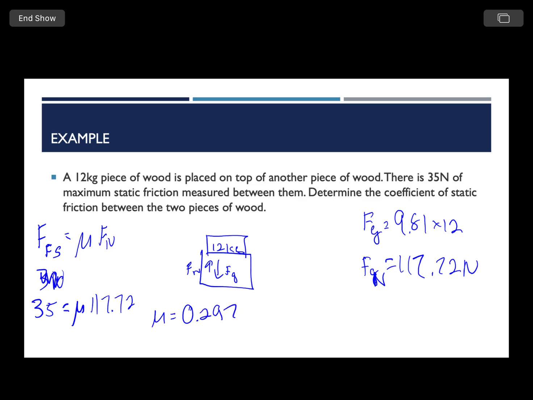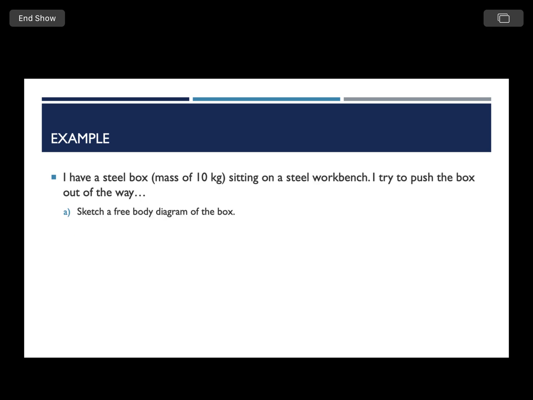Okay, so let's take a look. Now, by all means, please make sure to pause, and if you need to look back on things, feel free. So, for example, I have a steel box sitting on a steel workbench, and I try to push the box out of the way. So I want you to pause and sketch that free body diagram.